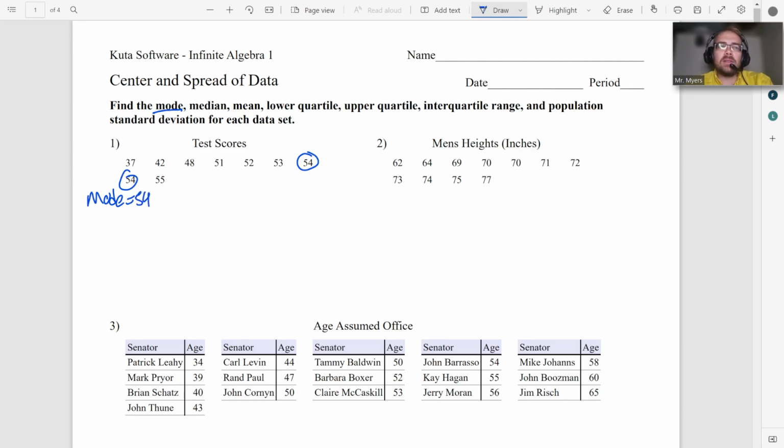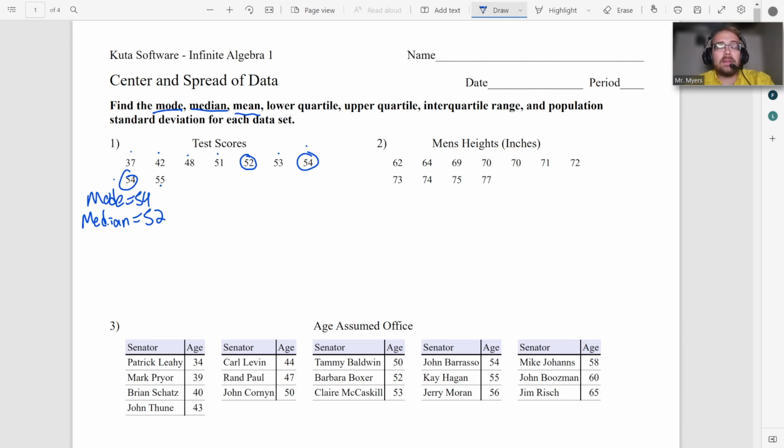Median would be the middle number, right? So for the median, we would say, okay, first number, last number. Second number, second to last number. Third number, third to last number. Fourth number, fourth to last number. So there it is. All right, so the median is 52.